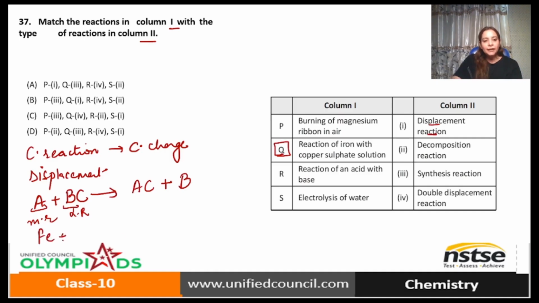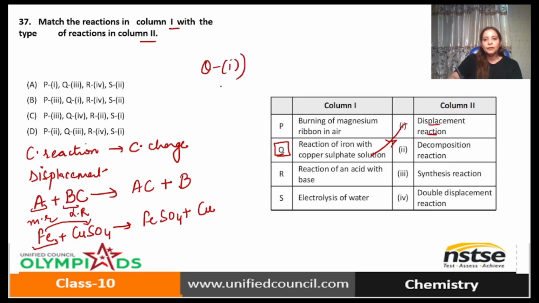because it involves iron reacting with copper sulfate. And if you refer to reactivity series, iron is more reactive, therefore it will displace copper and react with sulfate ion. So basically that means it matches with this. Okay, Q matches with 1. Okay, let's move on to next, decomposition. Another kind of reaction is decomposition.